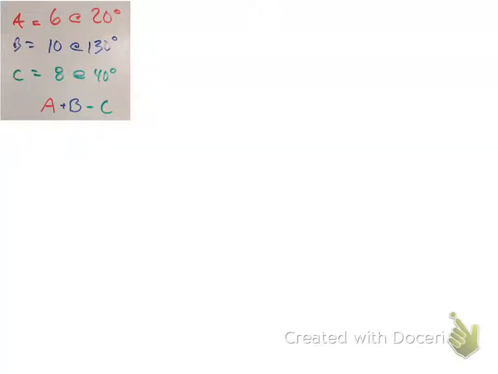Okay, so here's a practice problem adding vectors. We have a vector A that's 6 at 20 degrees, B is 10 at 130 degrees, and C is 8 at 40 degrees. And we're told that we want to do vector A plus vector B minus vector C. So we're going to use that pattern to put these together.